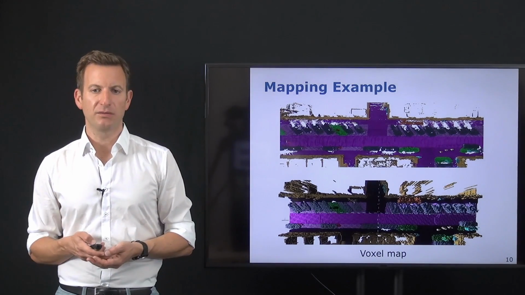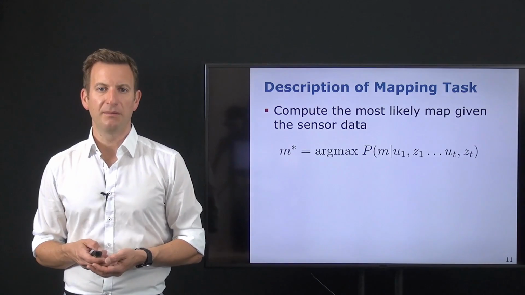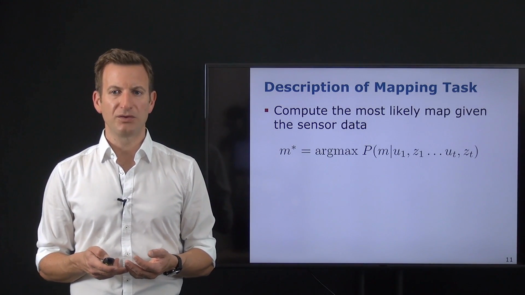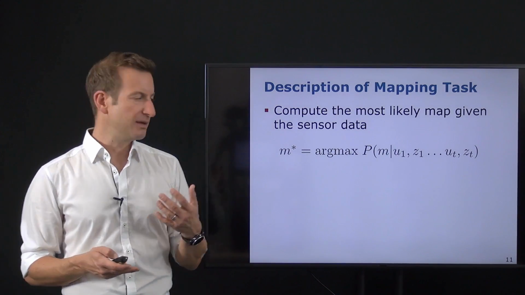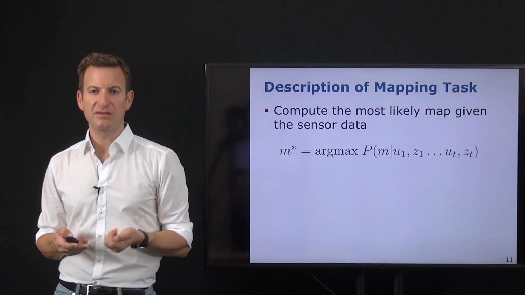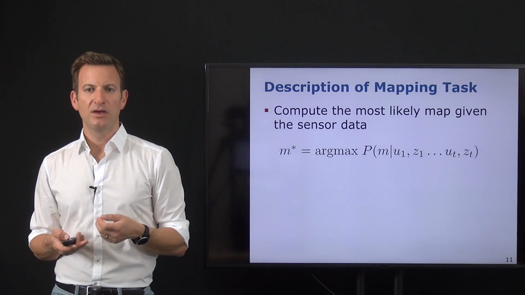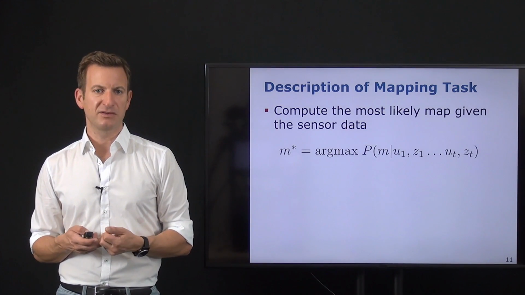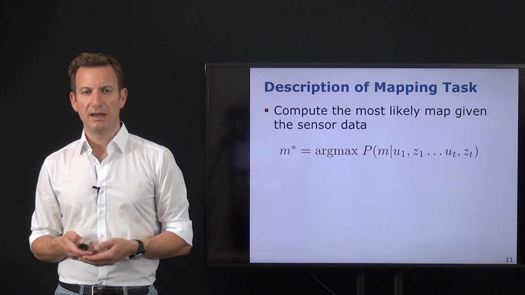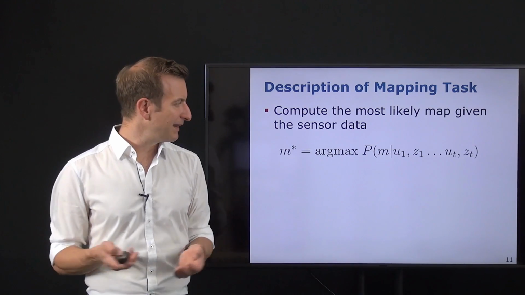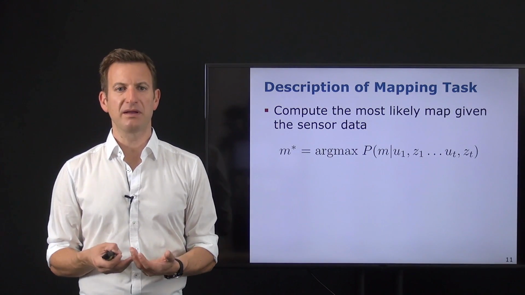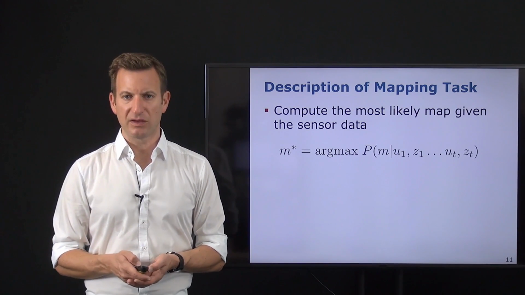storing occupancy information. So if we think about the typical mapping task, then we typically want to estimate the map of the environment given my sensor data and my control commands. So give me the most likely map given the sensor data. And the sensor data can be camera data or my LiDAR data. And we're interested in providing the map or estimating the map that can be best explained through this sensor data.